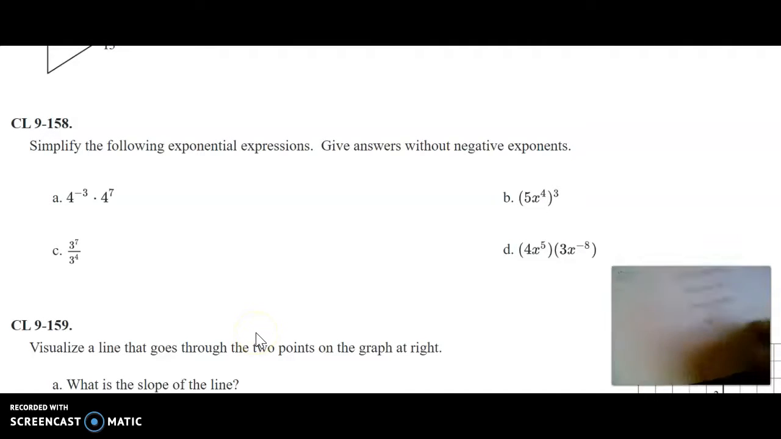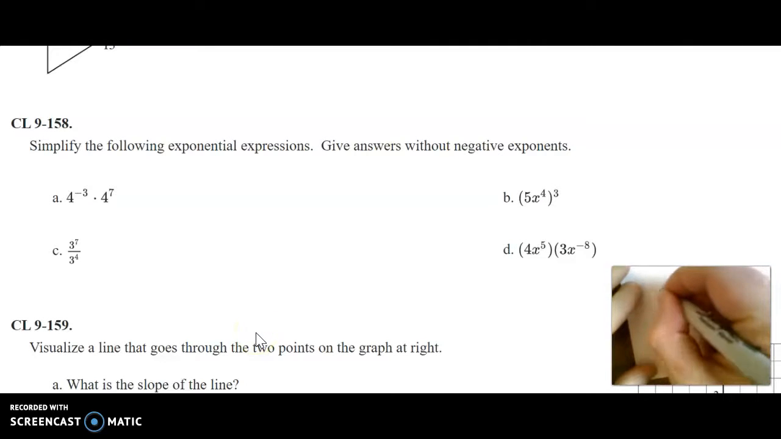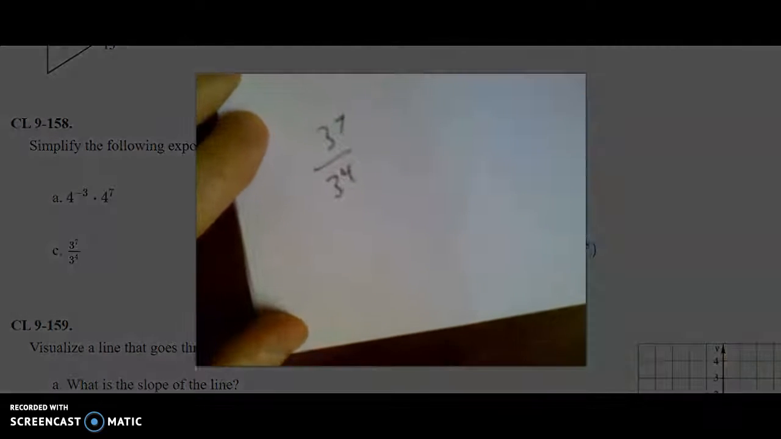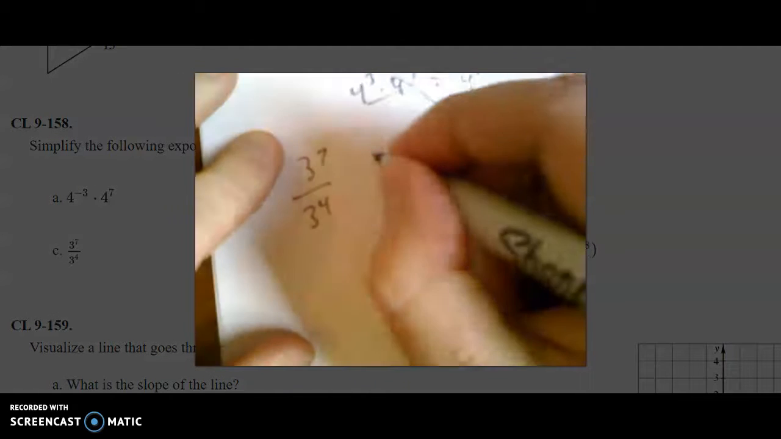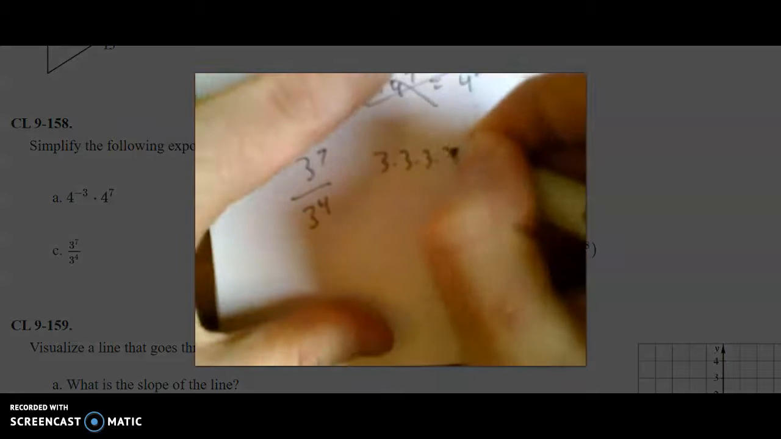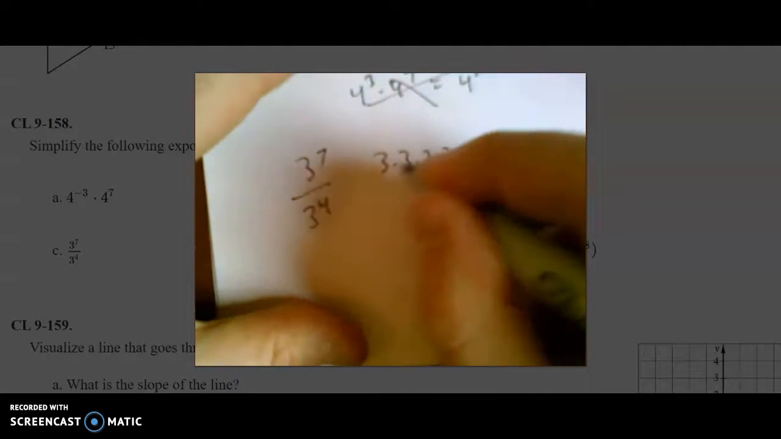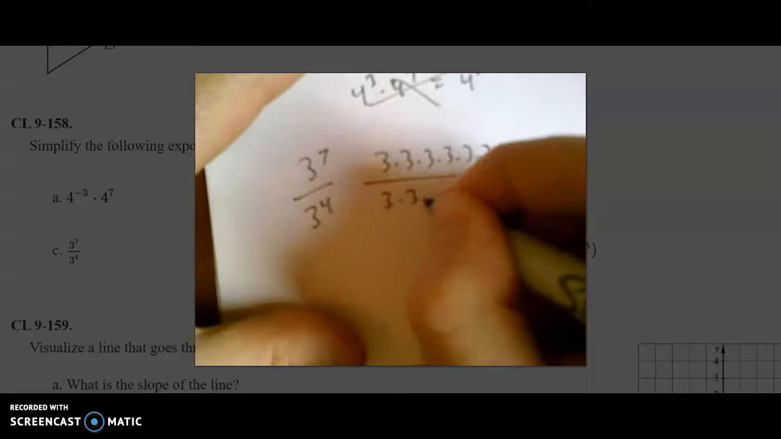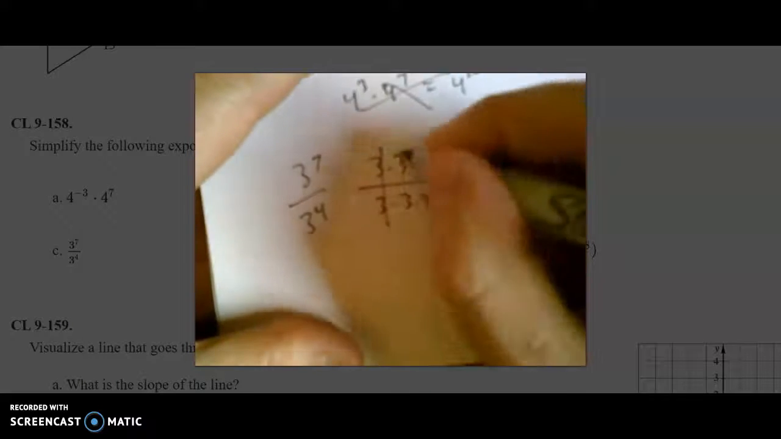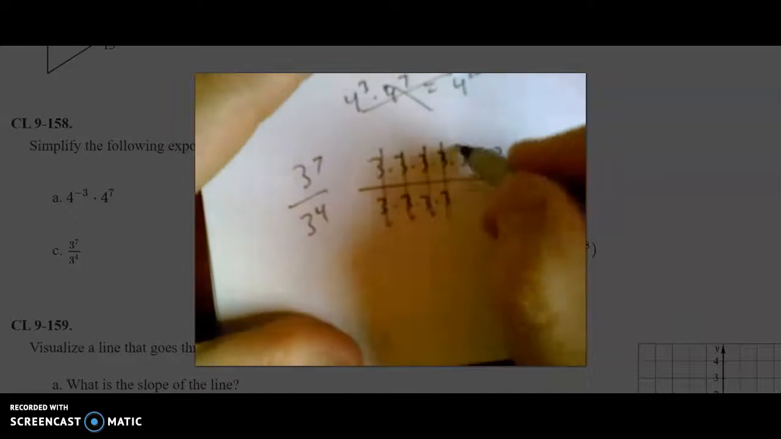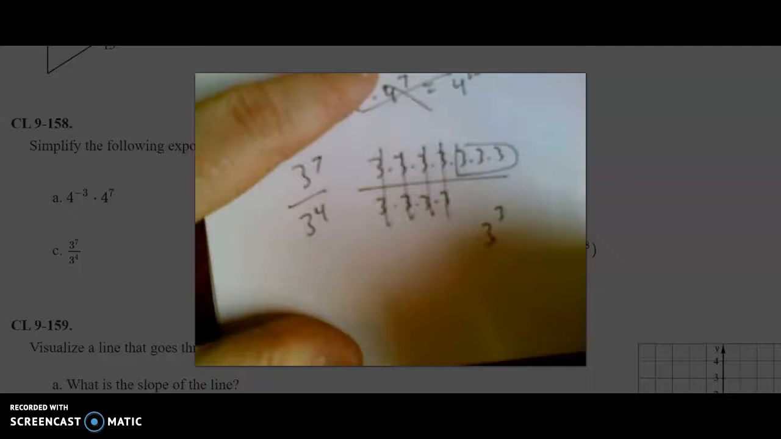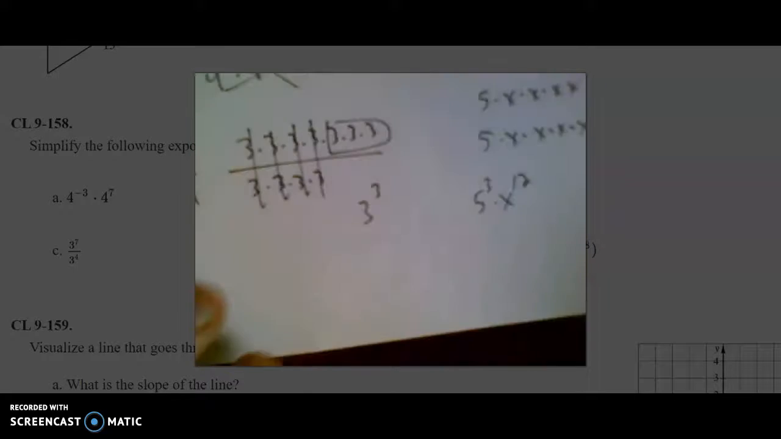Letter C is the division problem. So 3 to the seventh divided by 3 to the fourth. And this is the one where you try and make the giant ones. So 3 times 3 times 3 times 3 times 3 times 3, 7 times. 1, 2, 3, 4, 5, 6, 7. Divide by 3 to the fourth. Find your giant ones and see what you have left. And it looks like I have 3 to the third, which is the answer.